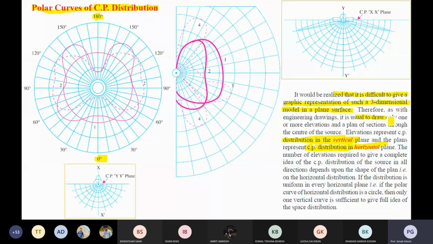So engineering drawing, maybe it should be 3D. Normally we are not going for the 3D, but 3D is possible, but normally we are using the 2D. So the distribution as well as the angle-wise distribution you have to calculate, and the plan of the section through the center of the source. That means the source is in your center here. Okay, this is the source.